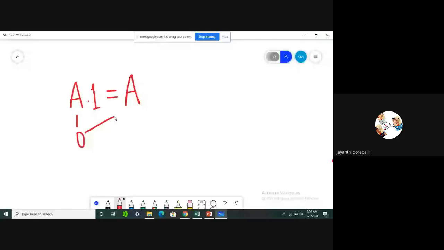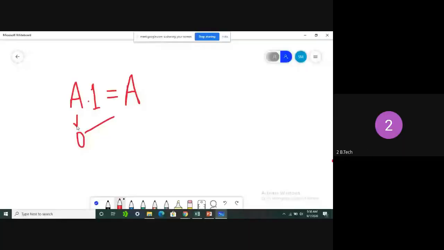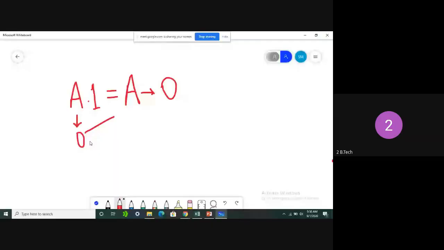See, if A equals 0, what is the output? 0 into 1 is 0. And 0 in the sense, what is the input stage? That is also A. Again consider A equals 1. Now the form of A is changed. So A into 1 equals A in the sense whatever the value presented in A, that value is going to be reflected.